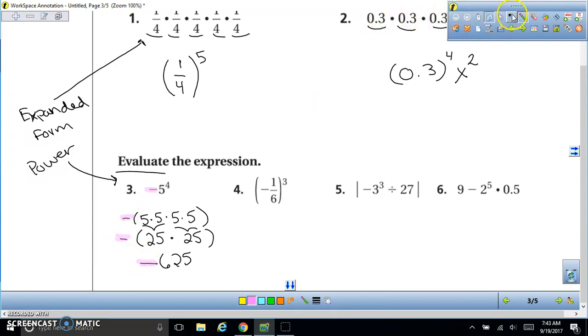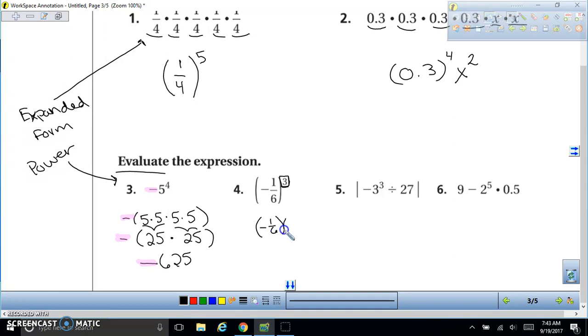Okay. Now let's look and see what happens when we have parentheses. First, to evaluate, we're going to expand it. So our base is going to be -1/6, and we're going to do that 3 times. That's what our exponent represents, is multiplied 3 times. -1/6, 1, 2, 3. There's 3 of them. That's where our exponent comes from.